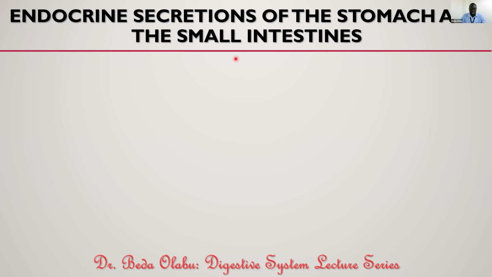We are now going to look at the endocrine secretions of the stomach and the small intestine. I want to bring this up because we've now talked about the histology of the stomach and the histology of the small intestine. And I've mentioned to you that we have some cells which produce hormones, belonging to the enteroendocrine cells. I think it's important to just consolidate that story in one or two slides.